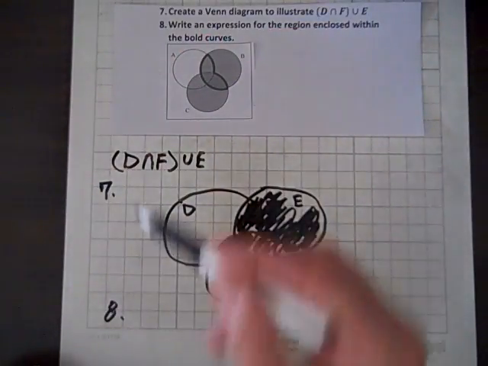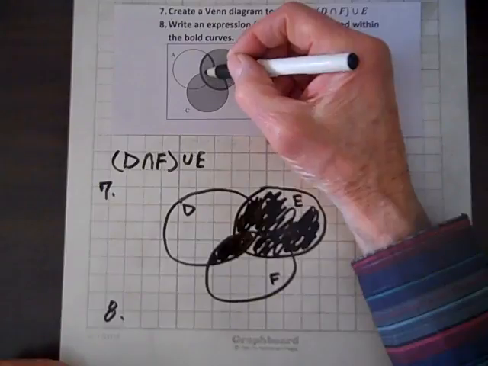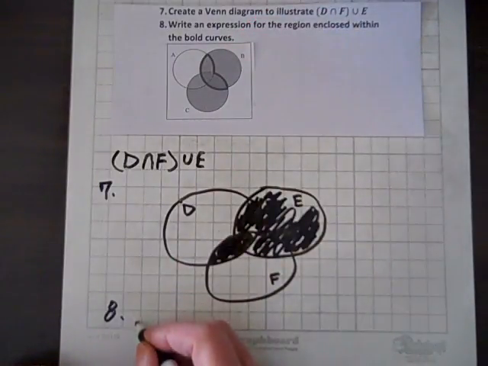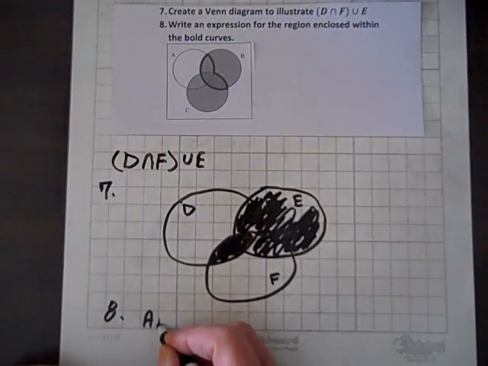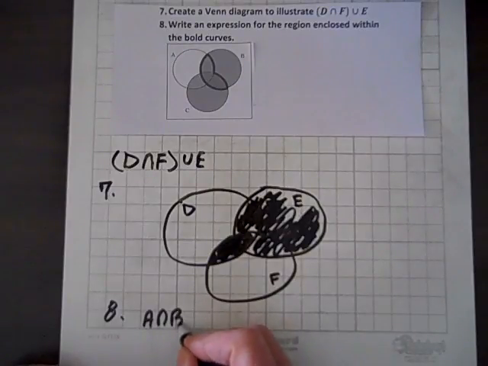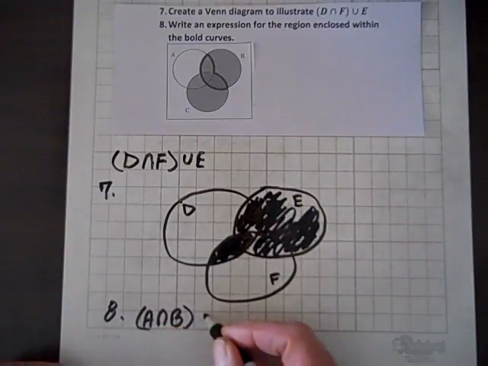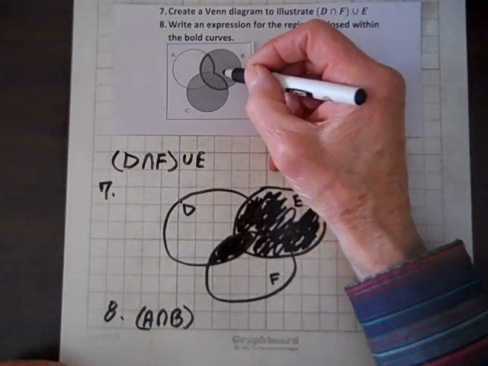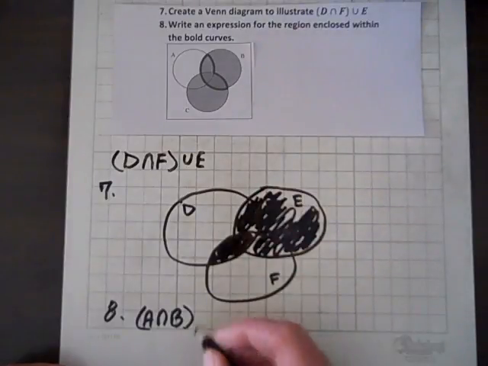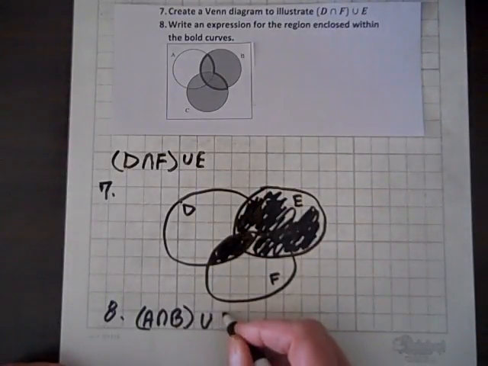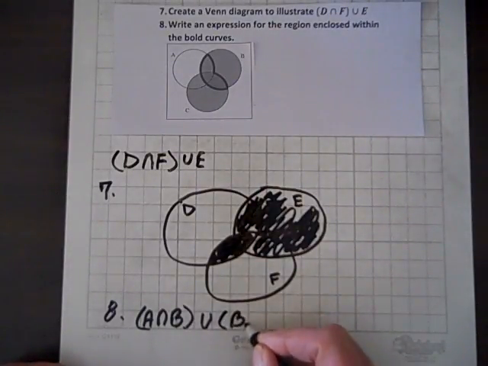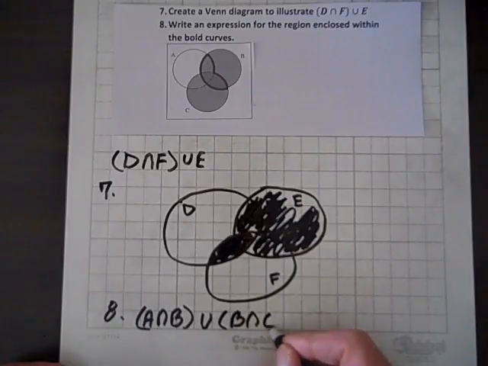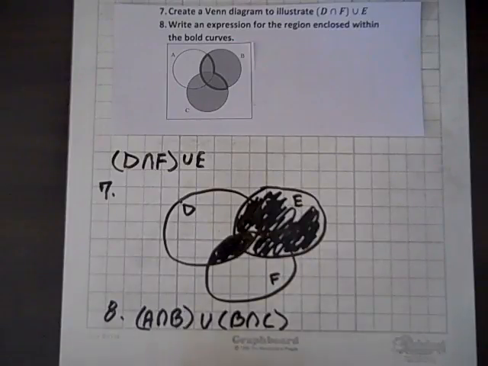Anyhow, so it looks like this region is A intersect B. And this region is B intersect C. So that's in union with B intersect C. And there we have it. Notice we need those parentheses. Okay, we're done with that.